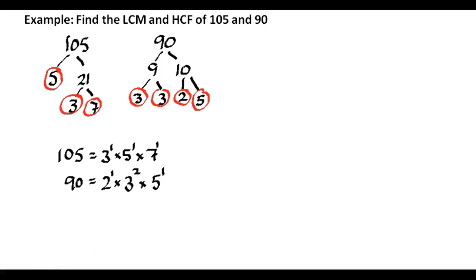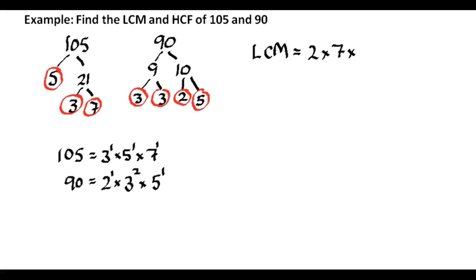Okay, so the first thing we're going to do is figure out the LCM. And we're looking for the different primes. Now, both lists have 3 and 5. So 3 and 5 are common primes. The different primes are 2 and 7. So that goes into our product straight away.